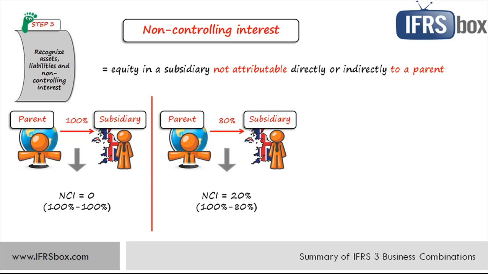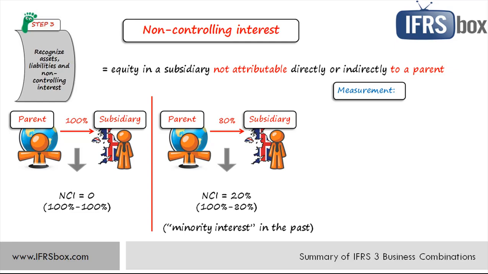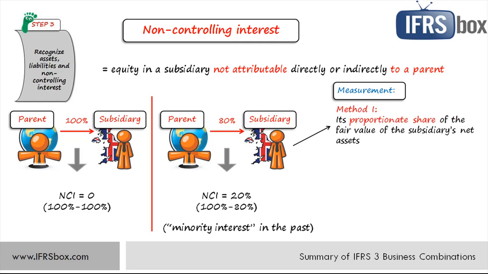A few years ago, it was called minority interest. There are two options or methods permitted by IFRS 3 to measure non-controlling interest. Method number 1, we can opt to measure non-controlling interest at the proportionate share of non-controlling interest in the fair value of the subsidiary's net assets. Or alternatively, we can measure it at its full or fair value, usually based on the market value of the shares held by the non-controlling interest.